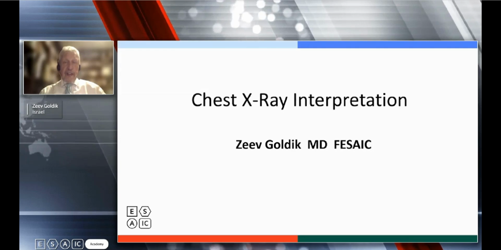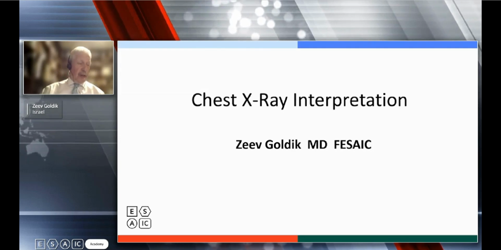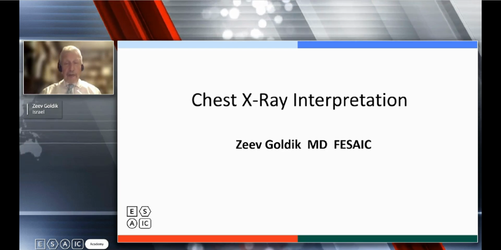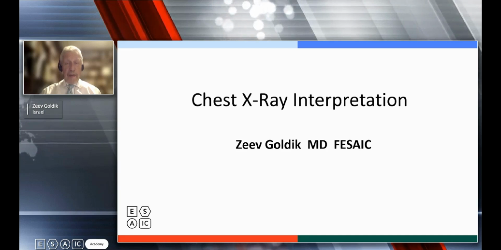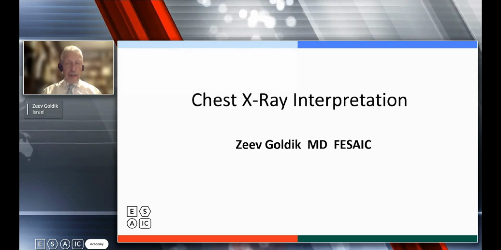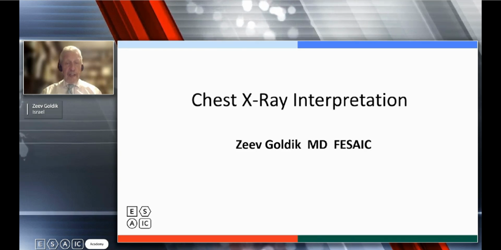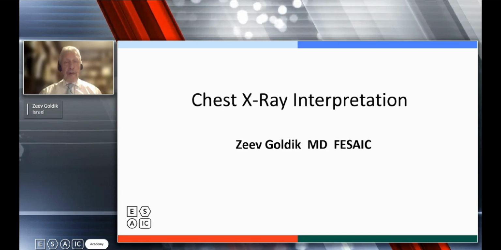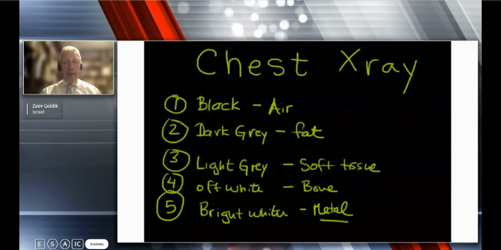This is all I wanted to tell you about how to interpret the ECG. That means 10 systematic steps going from the P wave until the last part of the ECG, which is the T waves. Now I'm going to talk very shortly about chest X-ray interpretation.